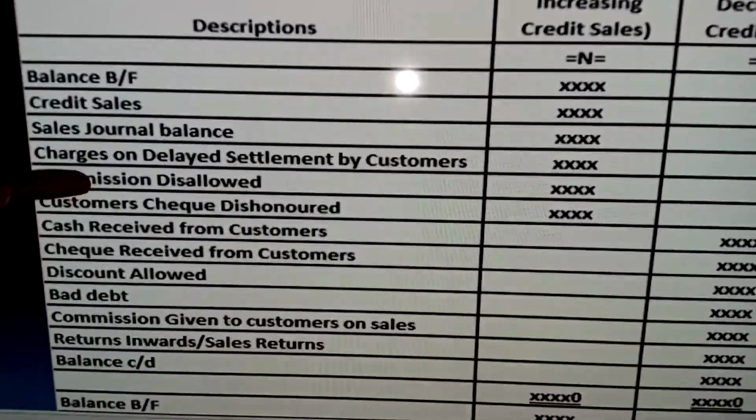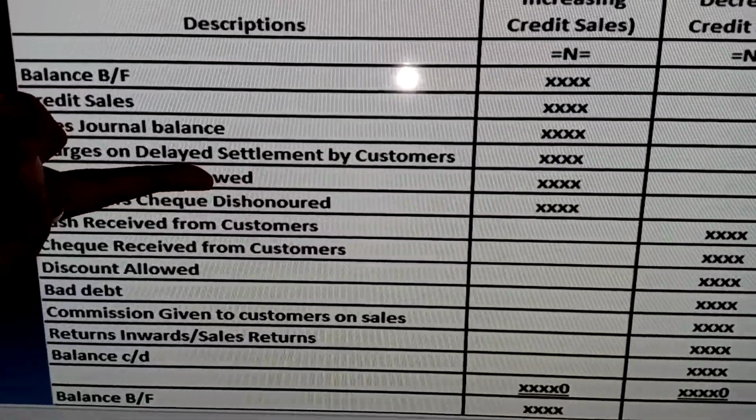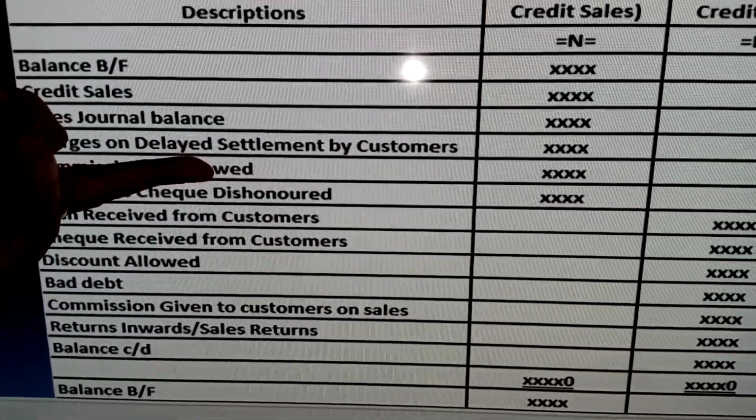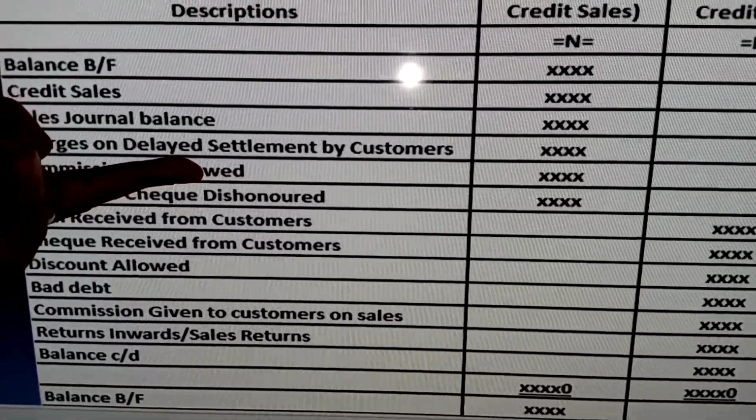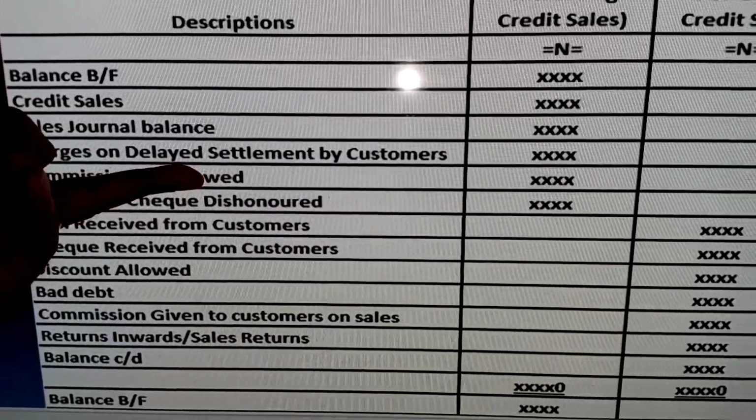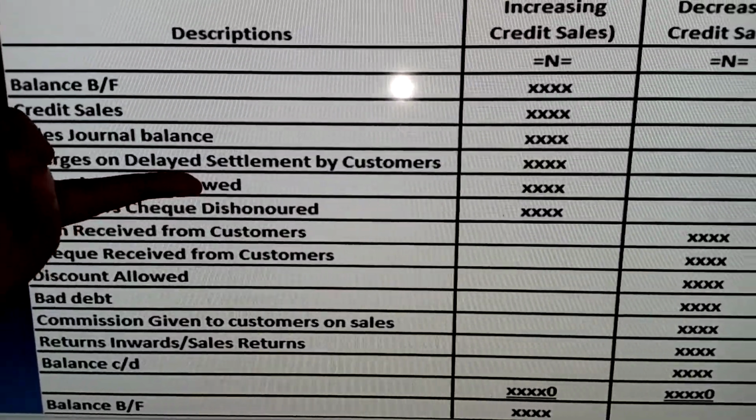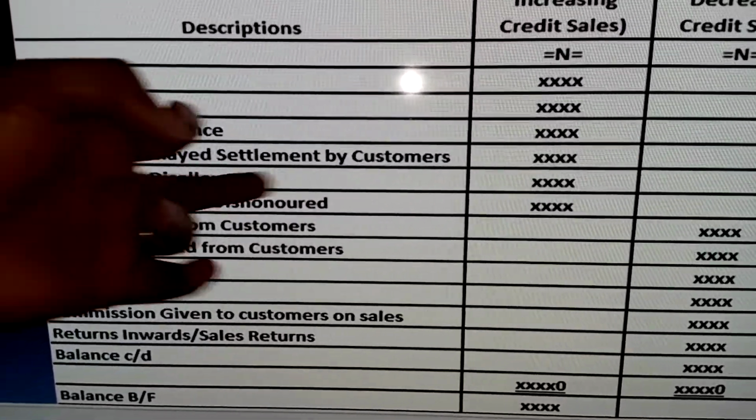The next one, we have commission disallowed. When you give a commission to a customer, it technically should reduce what the customer owes. But when you are disallowing it, that means you're increasing it back. That's why it is here in the debit side.